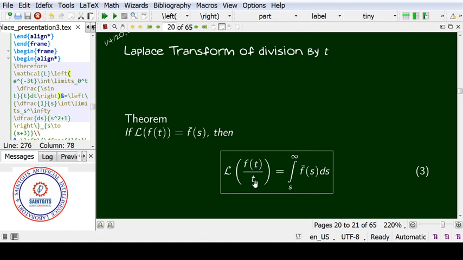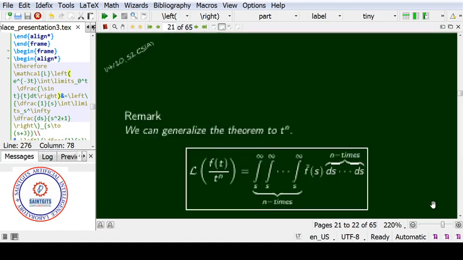So division by a single power of t gives one integral. So by t square gives a double integral. So we can extend this result to any power. There is a next result. We can generalize the theorem to t raised to n, that is L of f of t by t raised to n is equal to n times integral, limit from s to infinity, f bar of s. Because there are n integrals, we should have n ds.